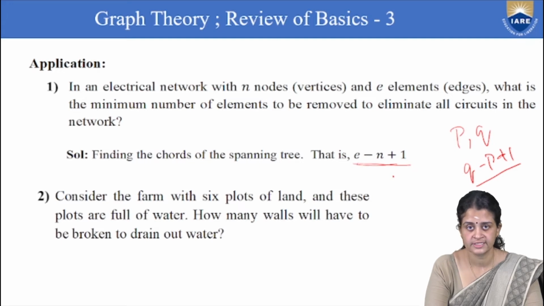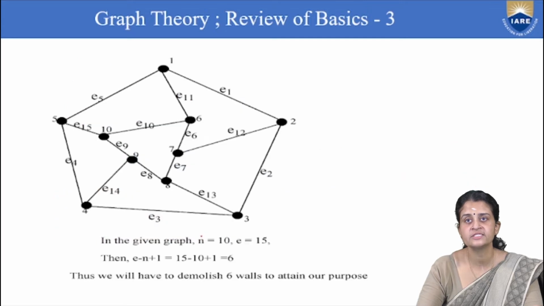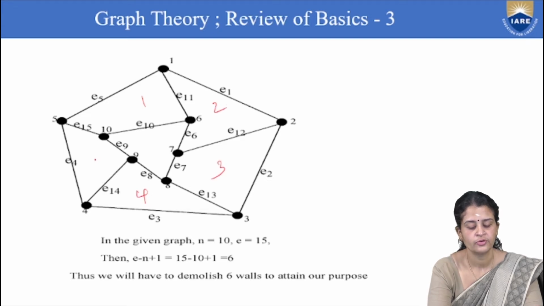Now we are going to the second example. Consider we have a farm with 6 plots of land and these plots are full of water. How many walls will have to be broken to drain out the water? Suppose the field is like this. We have 6 plots: 1, 2, 3, 4, 5 and 6.